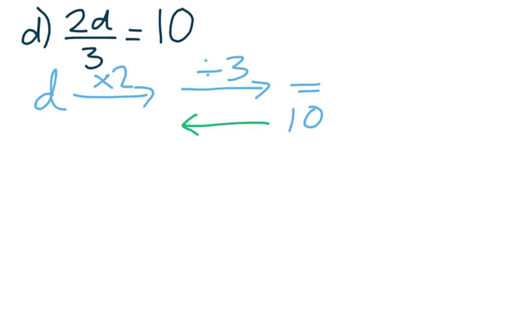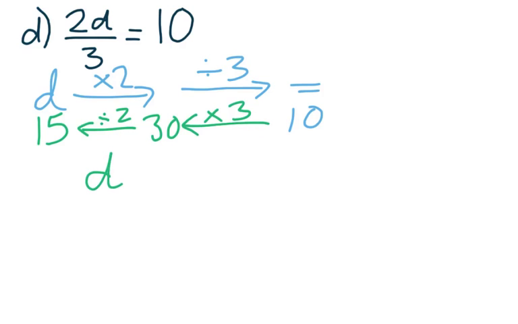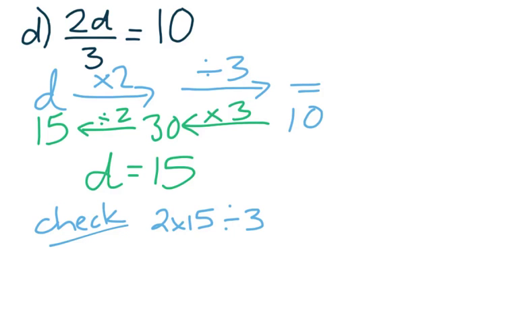So when I go backwards, again, just undoing what we did, we're doing the opposite. The opposite of divide by 3 is times by 3. 10 times 3 is 30. And then again, the opposite of multiplication is division, so we are going to do divided by 2. And we got 15. So D equals 15. And again, if we wrote that out to check, we would do 2 times 15 divided by 3, and 2 times 15 is 30. 30 divided by 3 gives us 10.